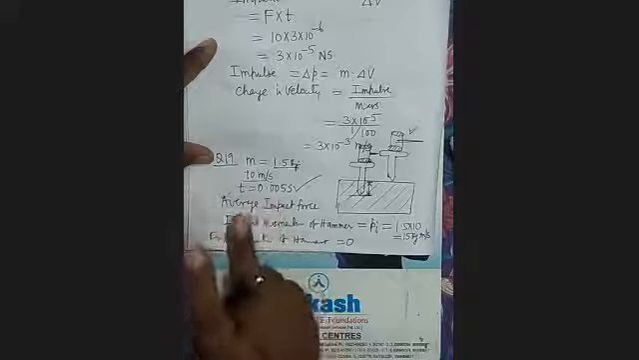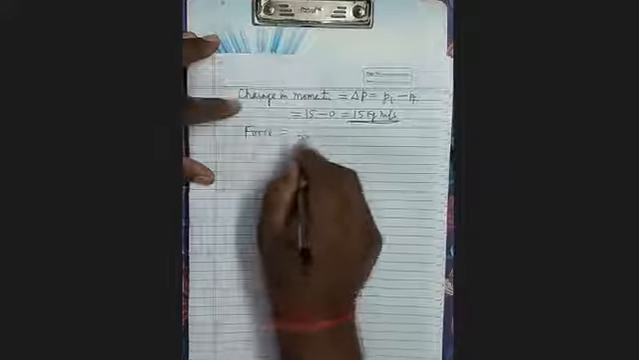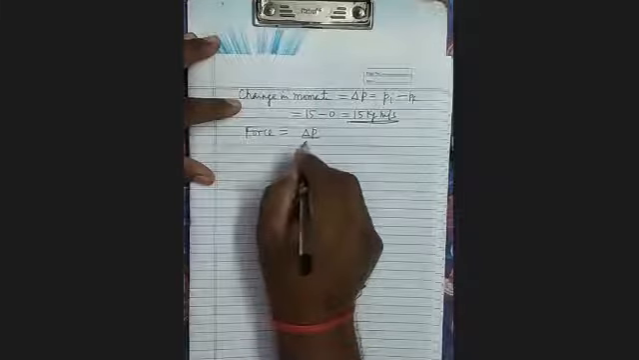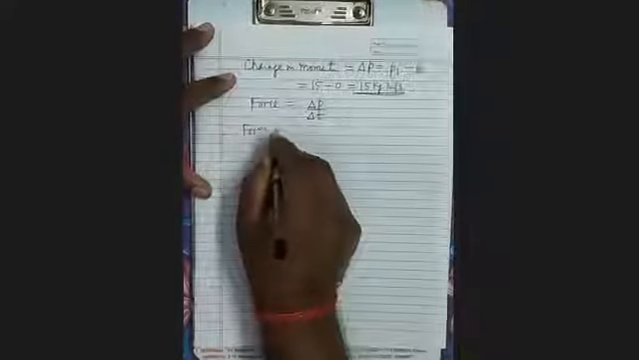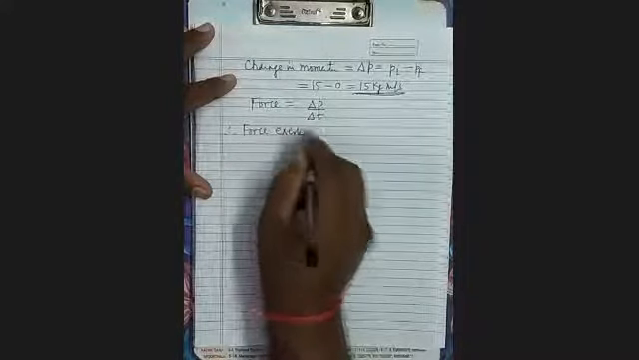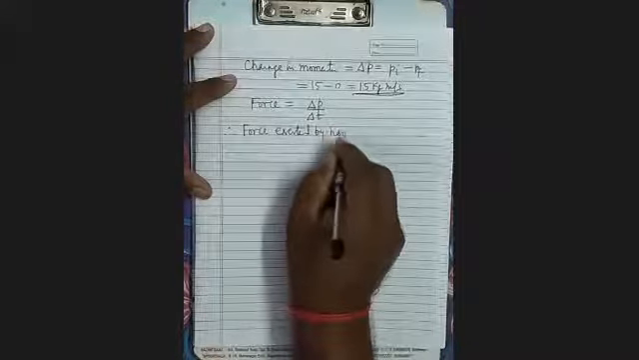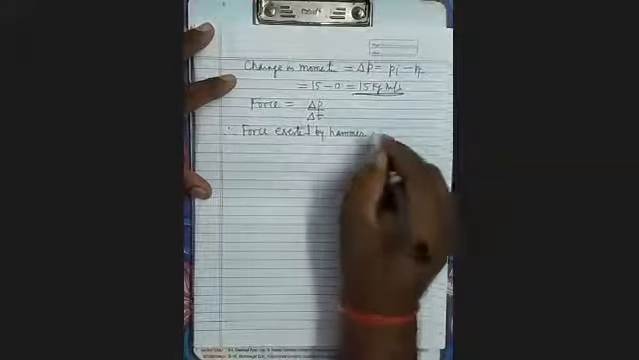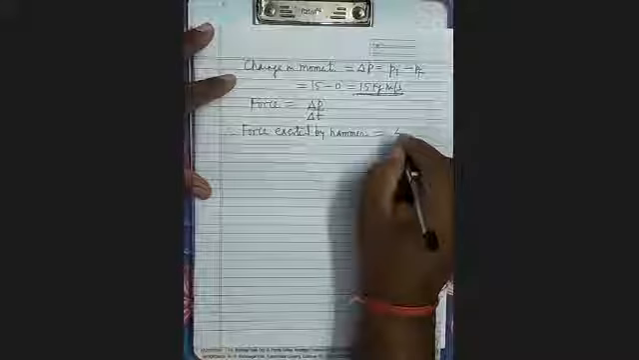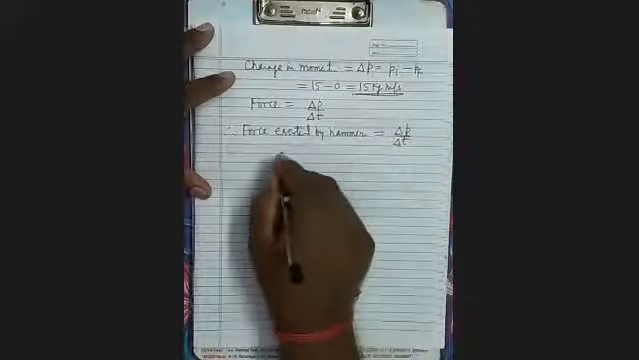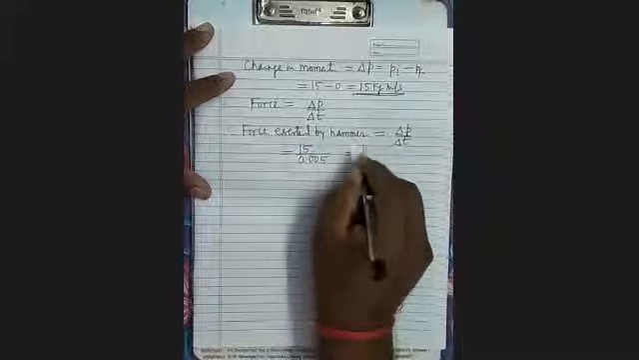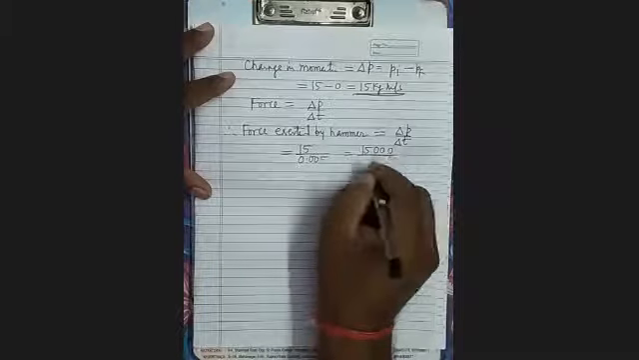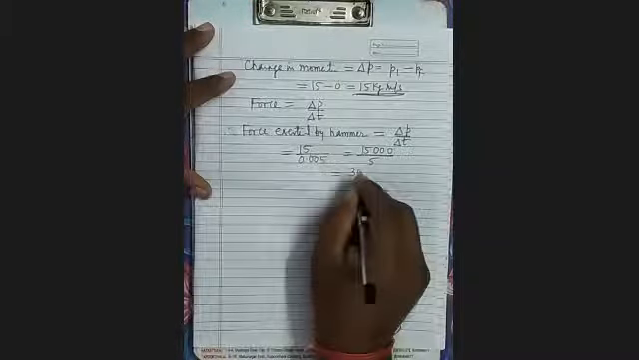As we know from Newton's second law of motion, force equals the rate of change of momentum. Therefore, the force exerted by the hammer, which is the average impact force, is delta P upon delta T. Delta P is 15 upon 0.005, that is 15000 upon 5, which equals 3000 Newton.